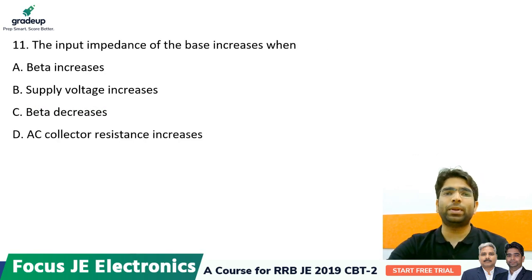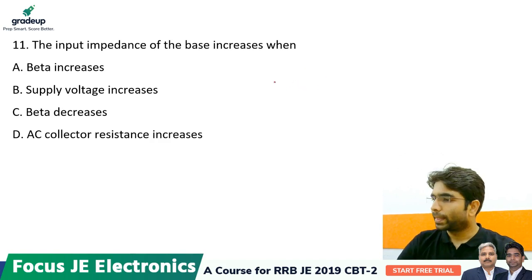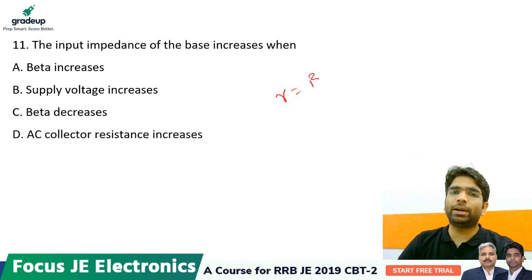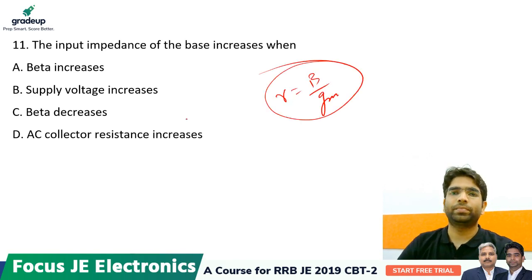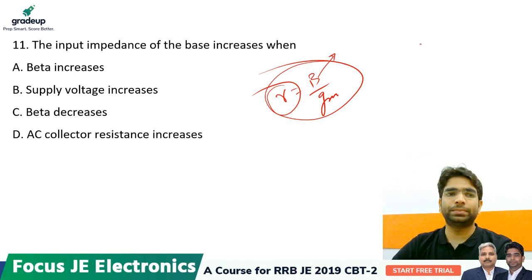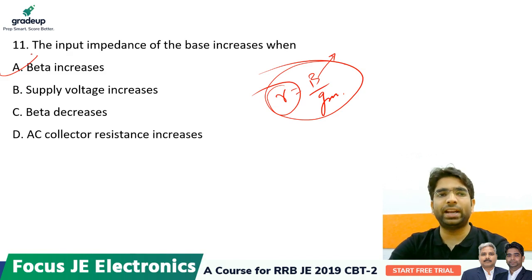The input impedance of the base increases. What is the input impedance? Input impedance is r equals beta by gm. Beta is the gain. If beta increases, input resistance increases. So directly you can mark from here that if beta increases, the input resistance of the base will increase.